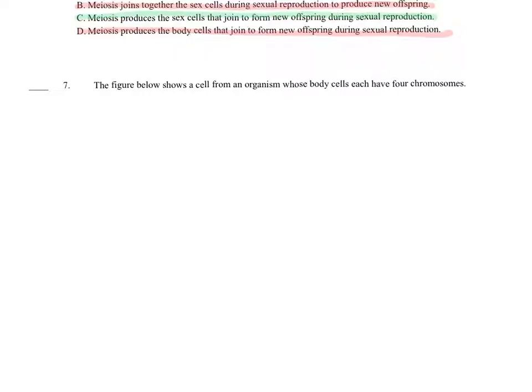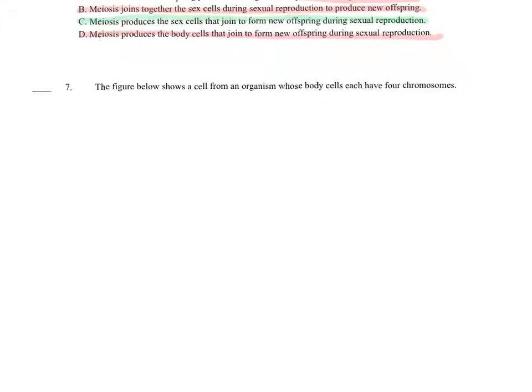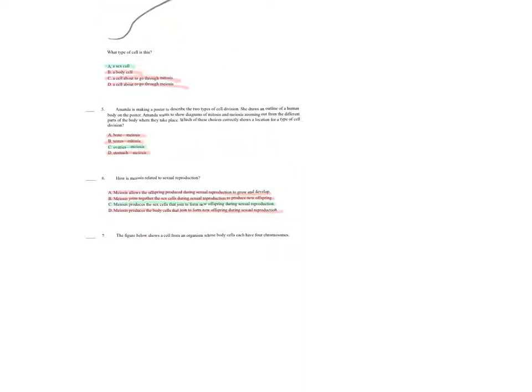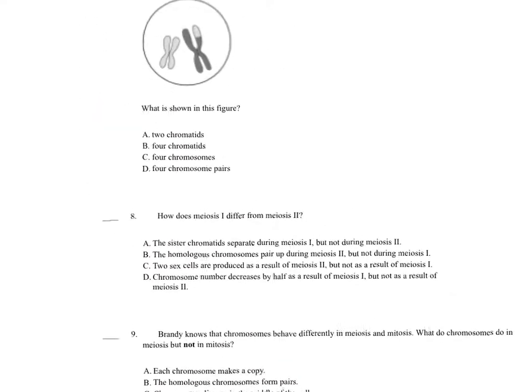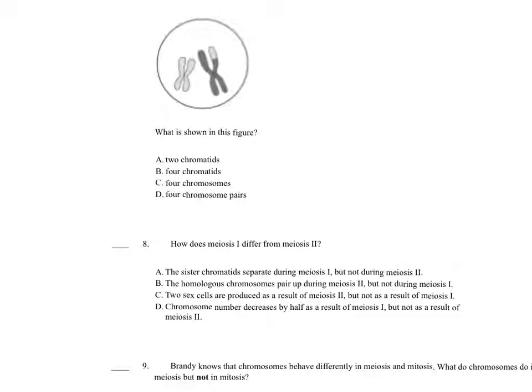The figure below shows a cell for an organism whose body cells have 4 chromosomes. And is that on the next page? Yeah. All right. So there's 4 chromosomes. What is shown in this figure? What do we have in this figure? Make a choice, guys. This organism should have 4 chromosomes. What does the figure show?